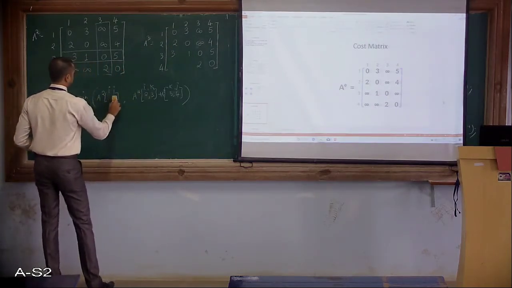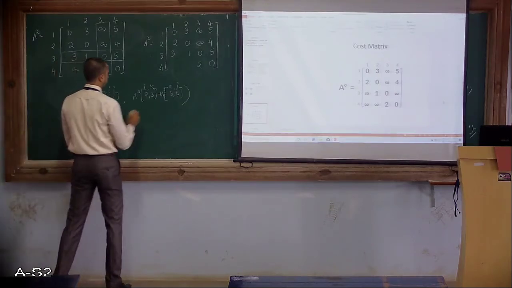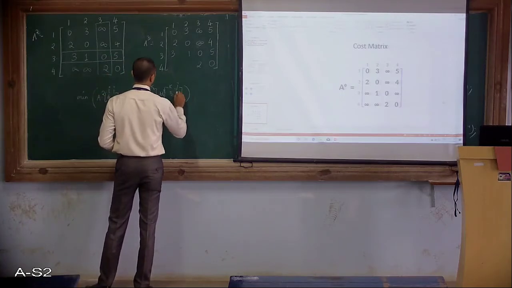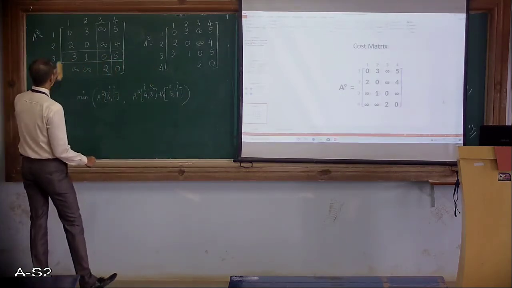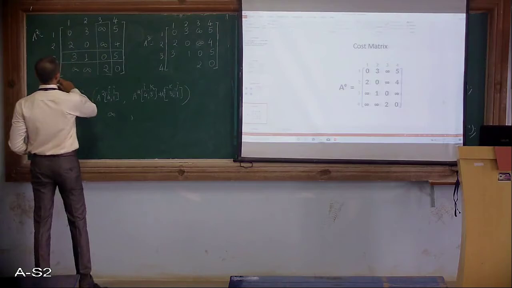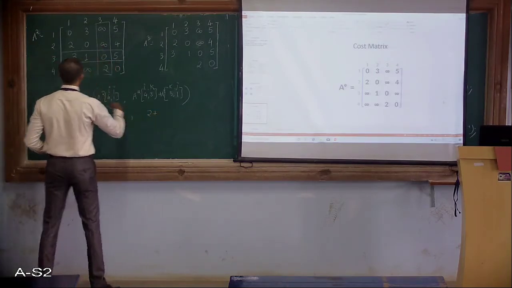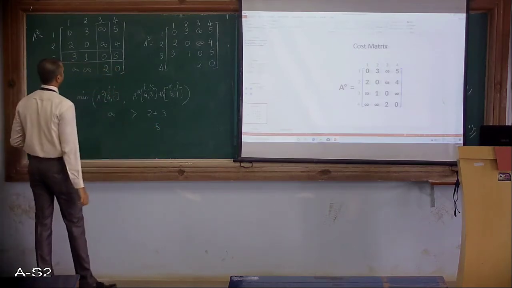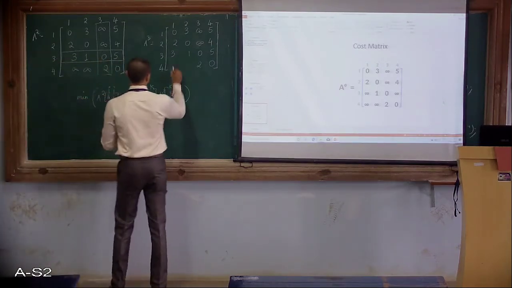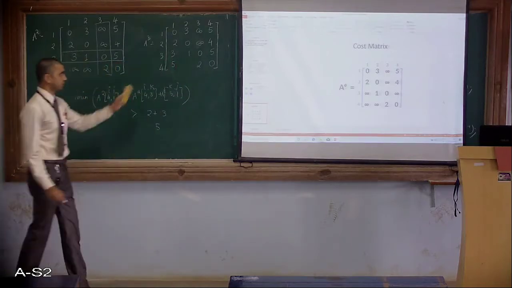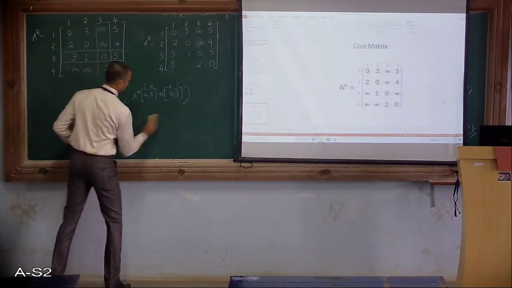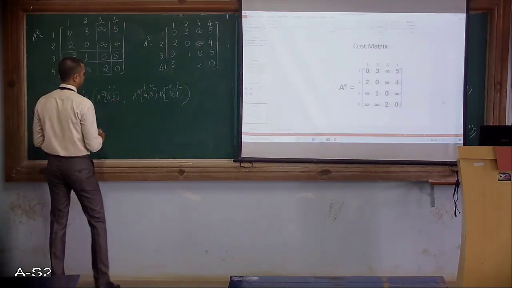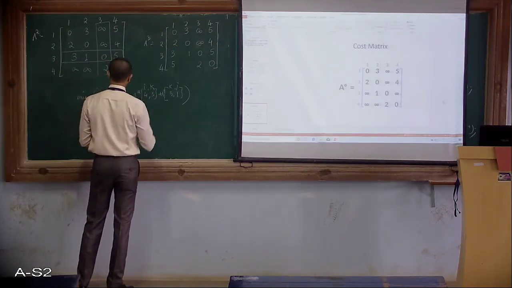Next, 4 to 1. Intermediate vertex is 3. So it will be 4 to 3 and 3 to 1. What is 4 to 1? 4 to 1 is infinity. 4 to 3 is 2 plus 3 to 1. 3 to 1 is 3. So this is less. 5 is less than infinity. So in 4 to 1, I'm going to write 5. Next is 4 to 2. So it is 4 to 3 and 3 to 2.